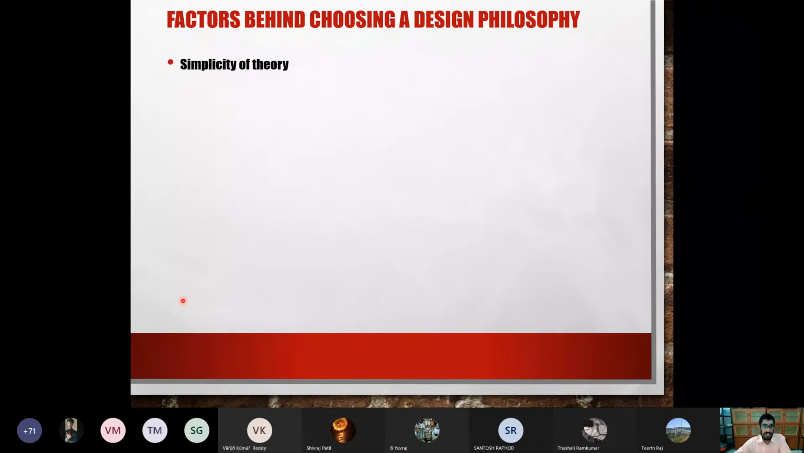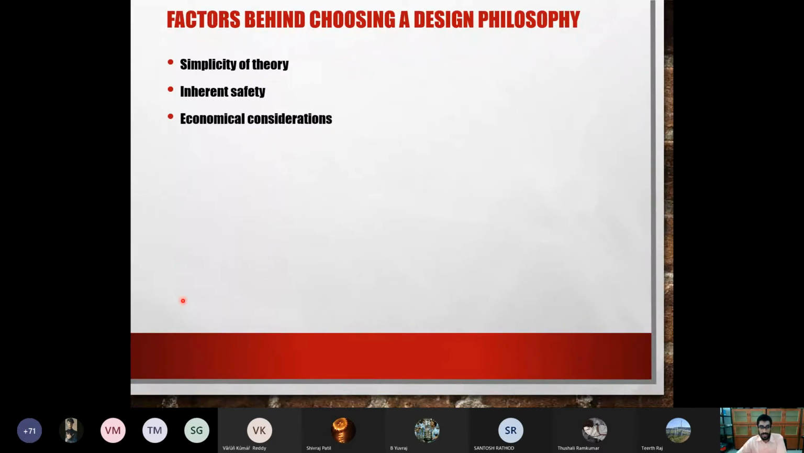One is how simple the theory is. The simpler the theory, the more keen people will be for using it. Second, how much safety is inbuilt in the use of that theory, the inherent safety in using a particular design philosophy. Third criterion is how economical that design philosophy proves to be. If you use a certain design philosophy and the design is coming out very expensive, then that is a drawback which will make people not use that design philosophy.